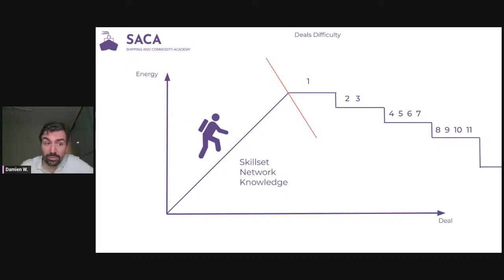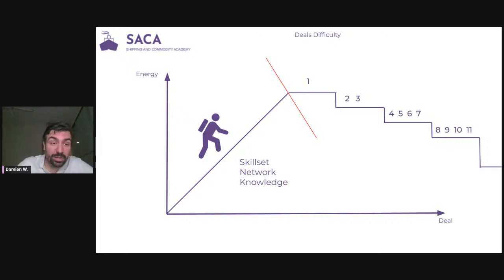Maybe your network is not good enough. You don't know how to extend your network to close your first deal, and your skill set isn't there. You don't know what to say when you're on the phone. Maybe you're saying something that is a huge red flag for someone who knows it, but you don't know that it's seen as a huge red flag. So there is this steep curve that you need to climb in order to close your first deal.